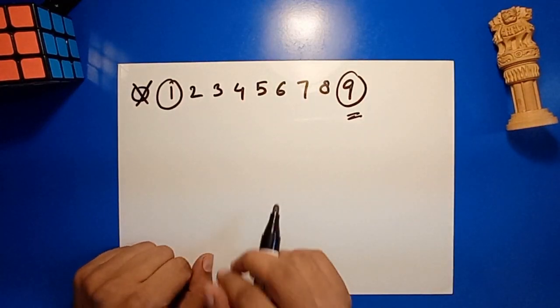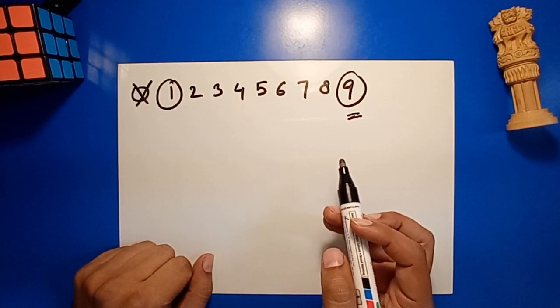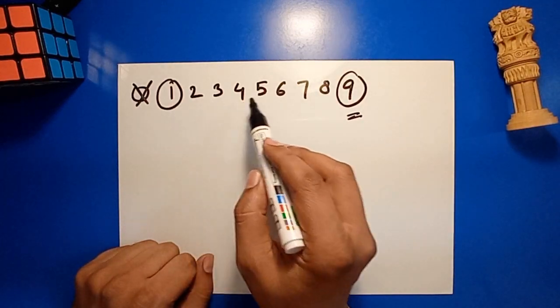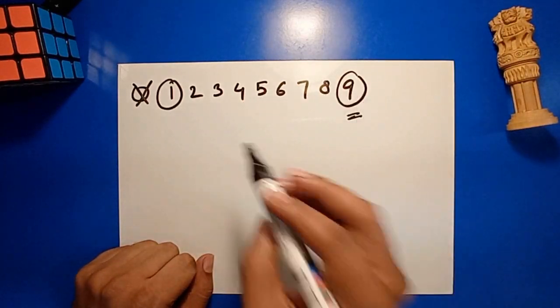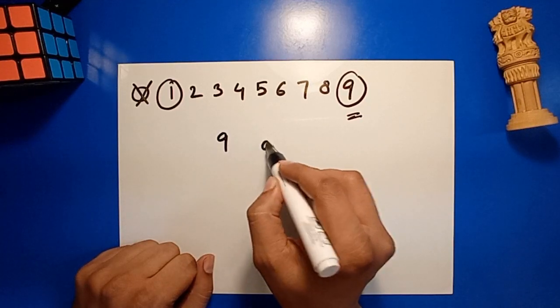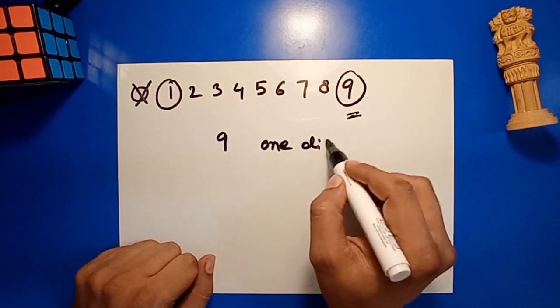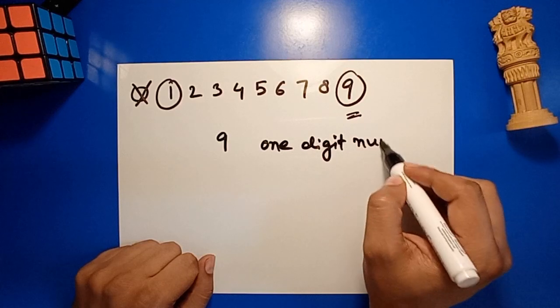How many one digit numbers are there? We can count, right? 1, 2, 3, 4, 5, 6, 7, 8, 9. 9 one digit numbers.